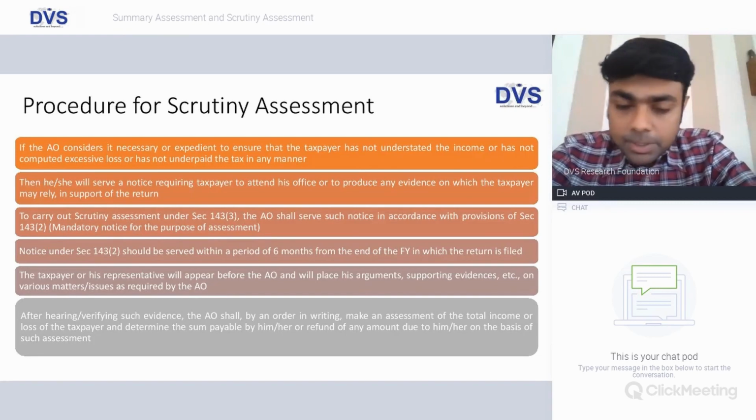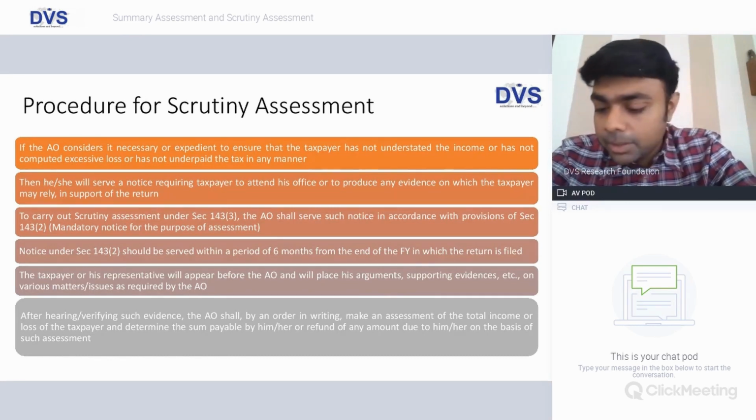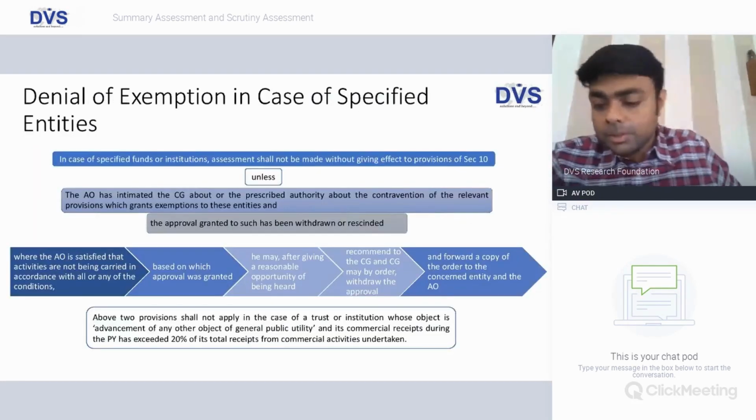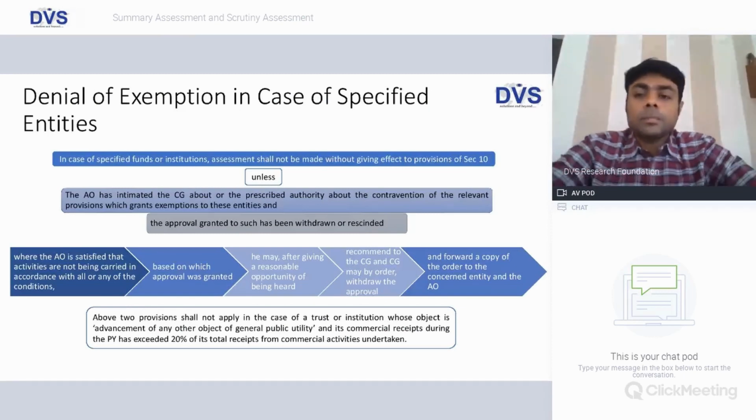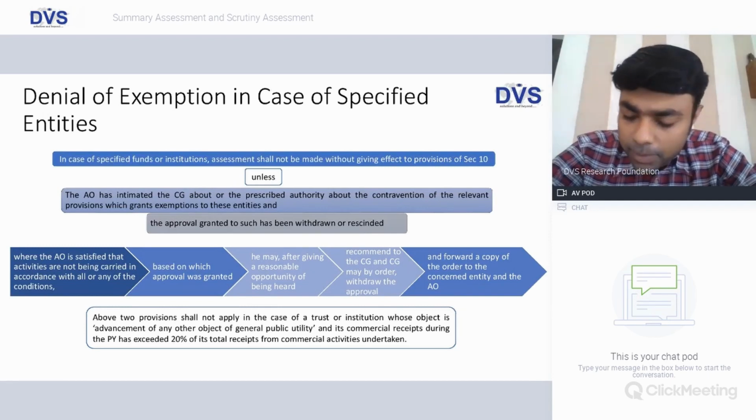The taxpayer or his representative will appear before the AO and will place arguments. And after hearing, he shall make an order and determine whether any sum is payable or refundable, as the case may be. Denial of exemption in case of specified entities. In case of specified entities, it's fairly straightforward.